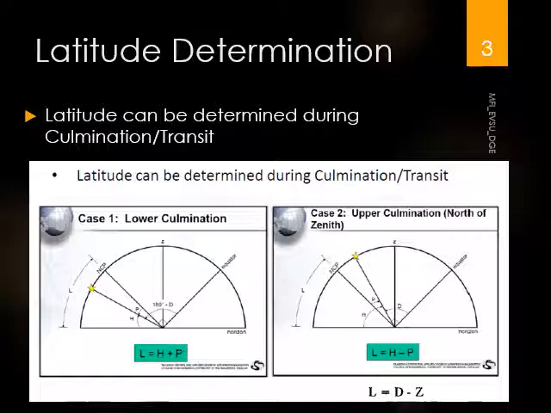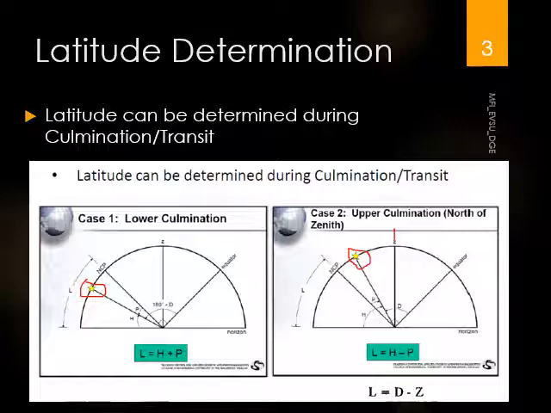So in this, as you look at the illustration, the star is here below the North Celestial Pole. That is a lower culmination. And here in case 2, our star is located above the North Celestial Pole. That is upper culmination, north of zenith. It is already north of zenith because our zenith is here. So it is lower than the zenith, north of zenith.